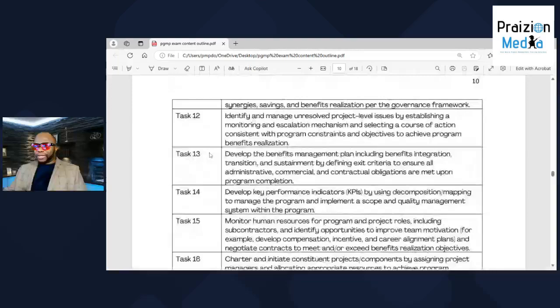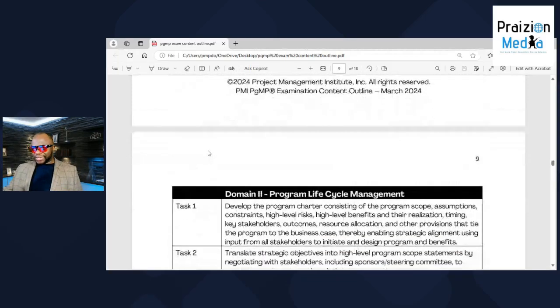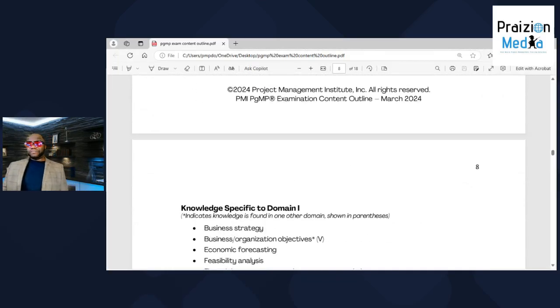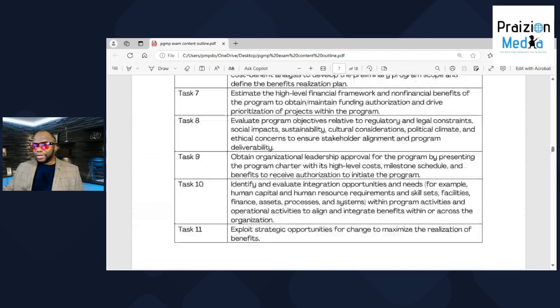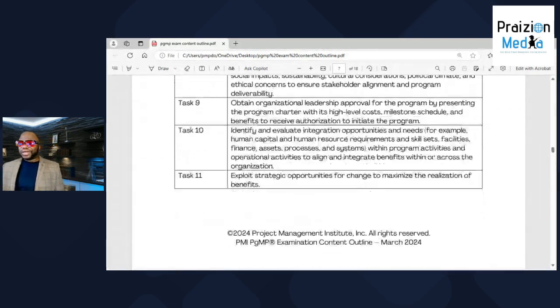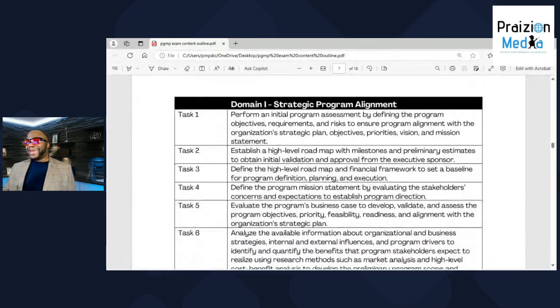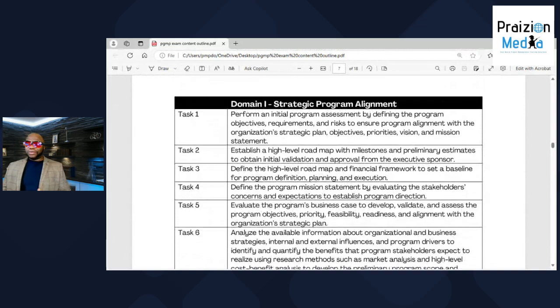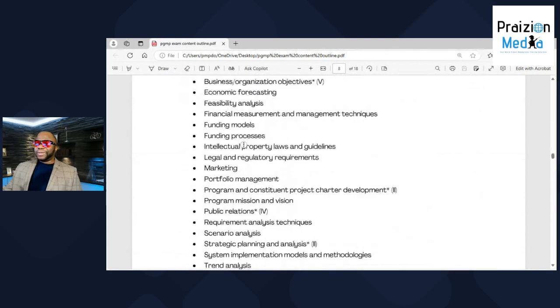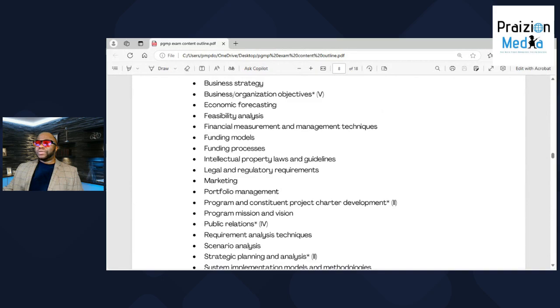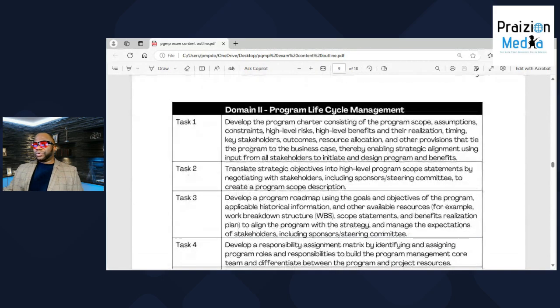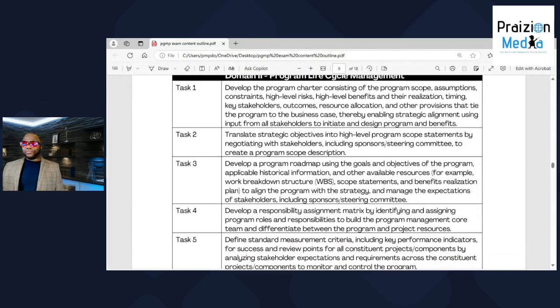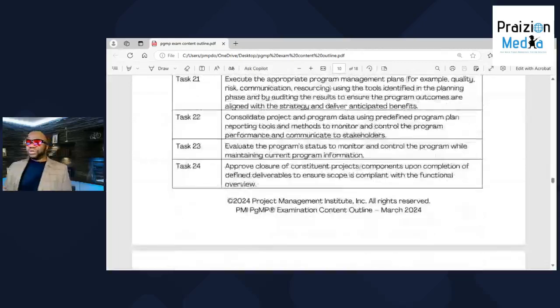Now we have gone rapidly through the second domain, which was almost five times, or I should say, three times bigger than the very first one. We had 11 in the first one, then we had 33 in this next one. So, domain one, strategic program alignment. Now we've covered domain two, which is program lifecycle management, and by far the most unwieldy.